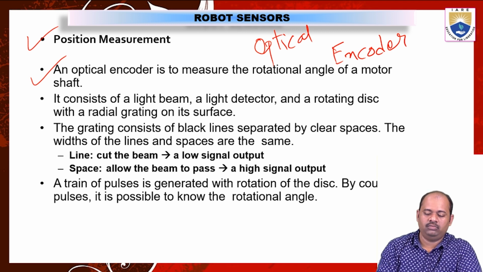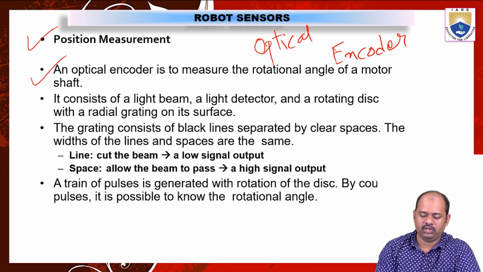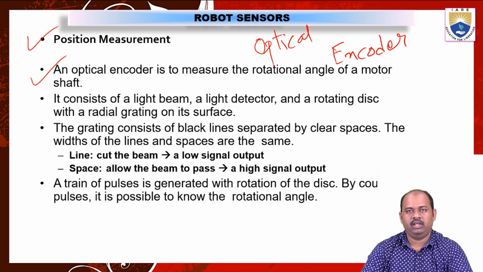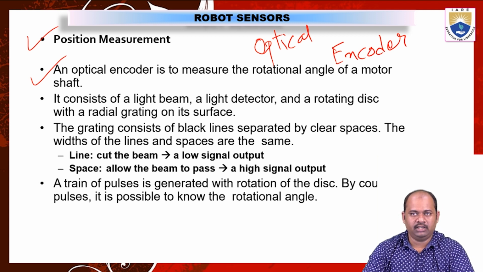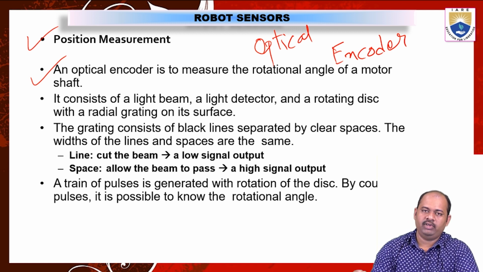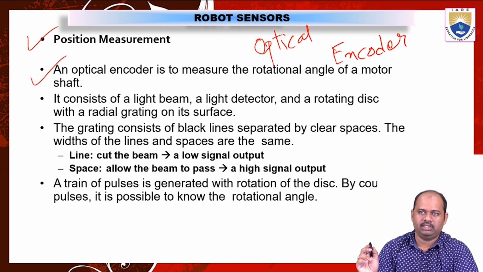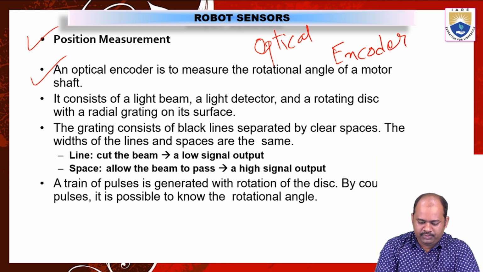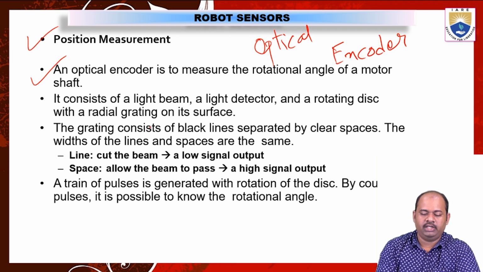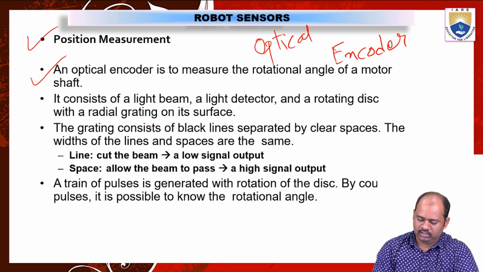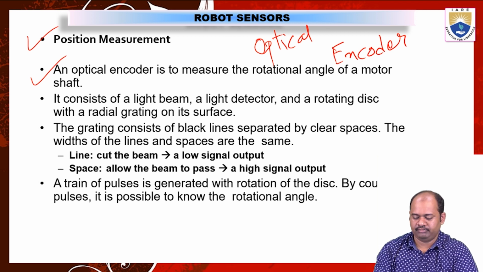So, we will see how the optical encoder works. It consists of a light beam, a light detector, and a rotating disc. These are the key components used for measuring the position by using an optical encoder. We will have a light source, a light detecting sensor, and an object called a rotating disc. Now, this rotating disc has slits.